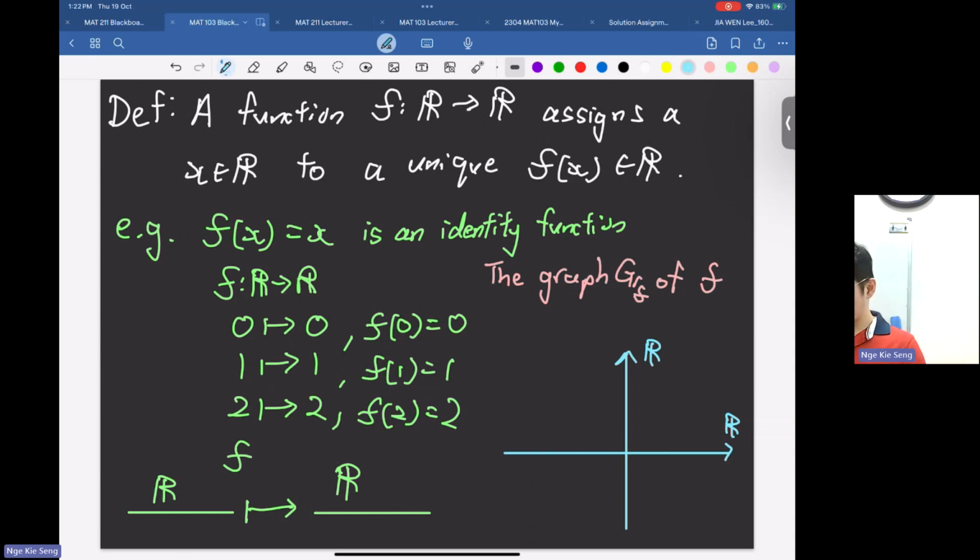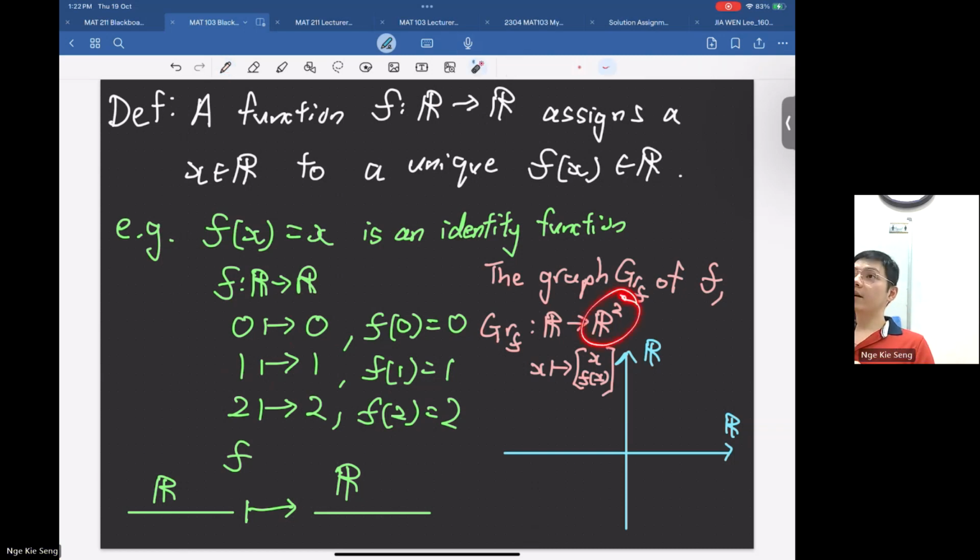Precisely, what is the graph of f? The graph of f is defined to be a map from R to R squared, such that you send x to the vector (x, f(x)). So why is it R squared here? This is actually the domain plus the codomain. I haven't introduced this notation yet, so I won't do it now, but you need to know there's a plus in the space. I can add spaces together.